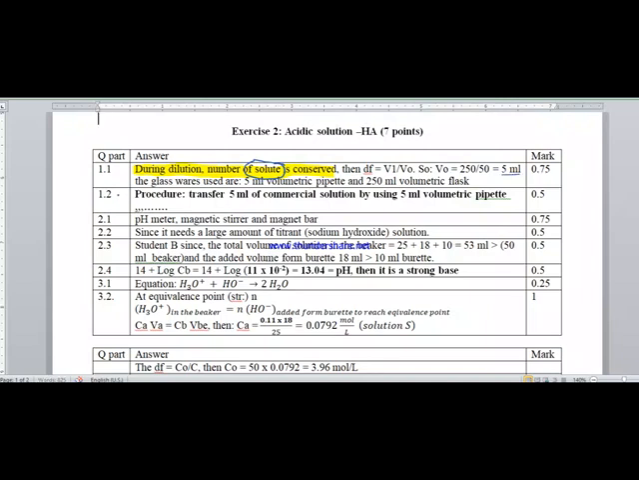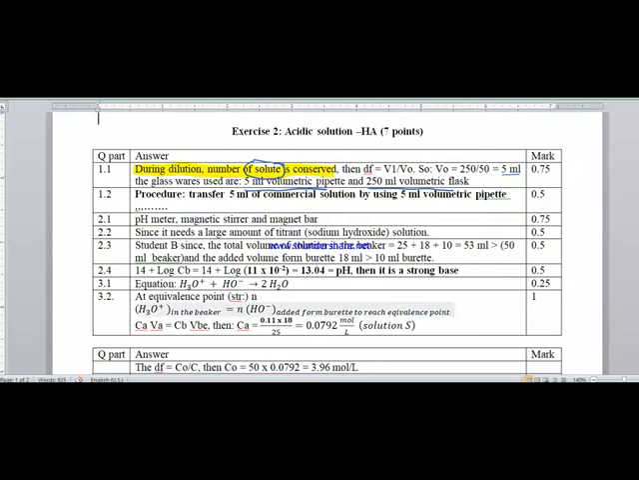So according to the list of glassware given in this exercise, we choose a 5 milliliter volumetric pipette and a 250 milliliter volumetric flask. The second part is about the procedure. This you have to memorize, as it was explained in the classroom.